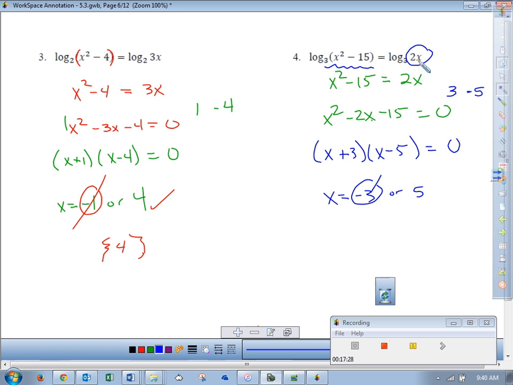If you put 5 in here, you would get a +10. So far so good. You must check it then in the other one. 25 minus 15, still 10. So you check. If it checks in one, you better check it in the other one also, just to make sure. Cool? It is possible to get no solutions on these also, if they both are extraneous.